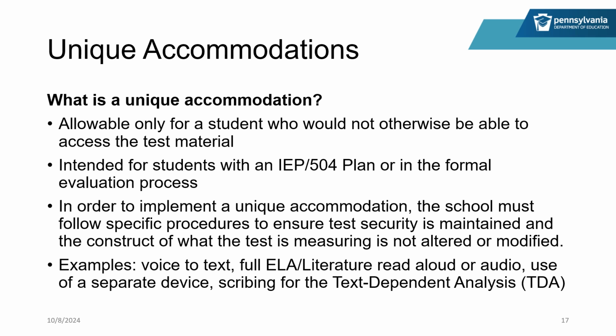They are intended for students with an IEP or 504 plan, or those who may be in the formal evaluation process. In order to implement a unique accommodation, the school must follow specific procedures to ensure test security is maintained and the construct of what the test is measuring is not altered or modified. An example might be use of voice to text or speech to text, use of audio or human reader on a test measuring reading, use of an assistive communication device, or the need for scribing on TDA responses. Unique accommodations are easily identified by looking at the last column of Table A in the Accommodations Guidelines.